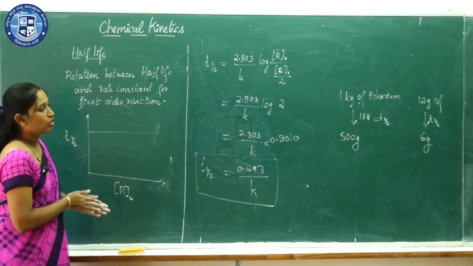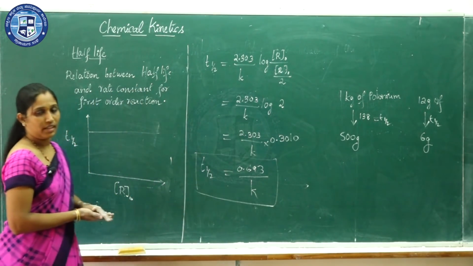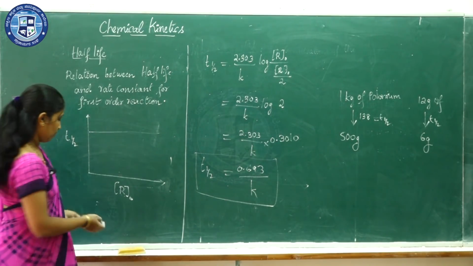So these are the two important consequences of this. T half is equal to 0.693 by K. Okay. Next.